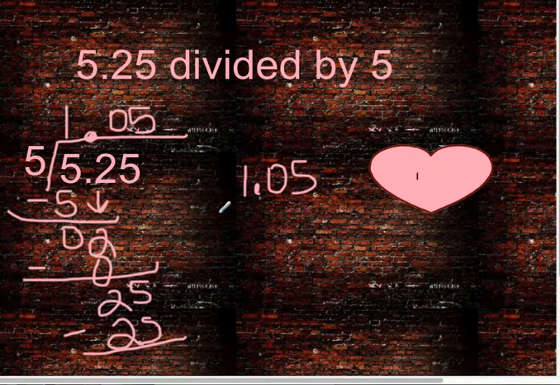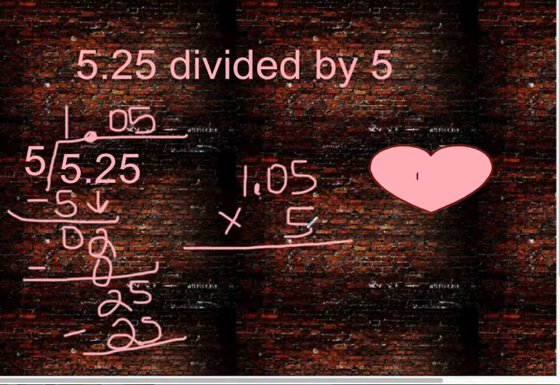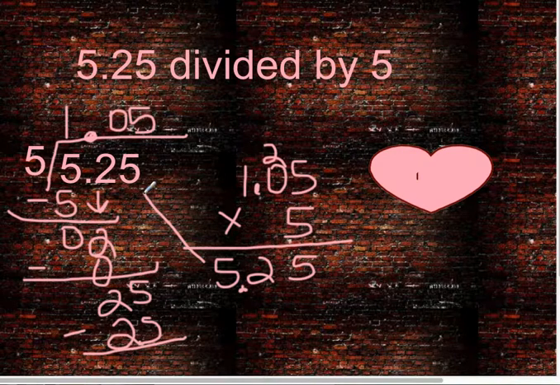1.05 times 5. 5 times 5 is 25. Carry the 2. 5 times 0 is 0 plus 2 is 2. And 5 times 1 is 5. We have 2 numbers after the decimal point. Does this equal this? It sure does, so we should be good to go.